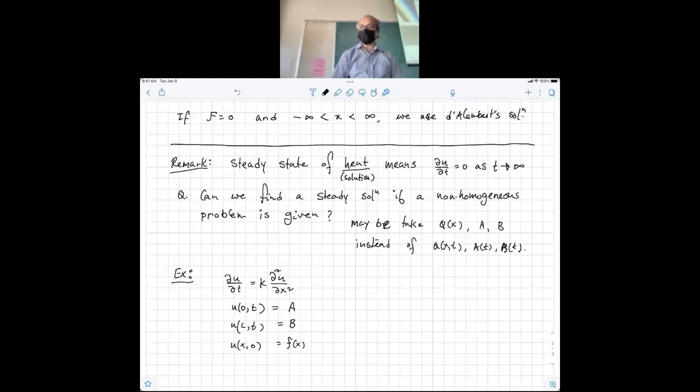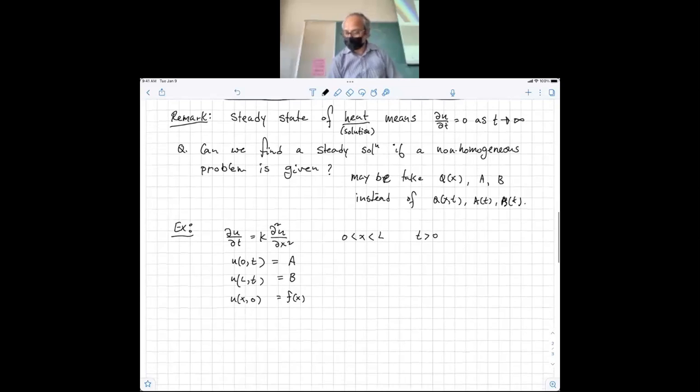F of x is also arbitrary. A, B could be 1, 2, 3, 4, 5, 0, 1 million, 2 million, doesn't matter. Of course, too large may be problematic, right? So any reasonable number greater than 0.